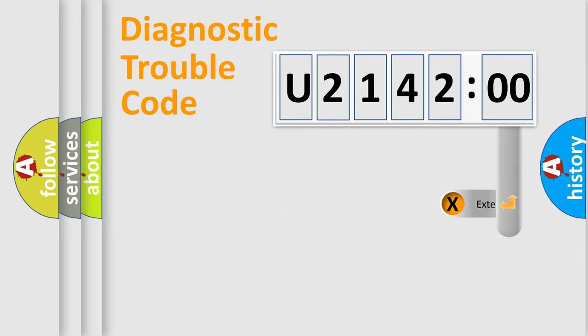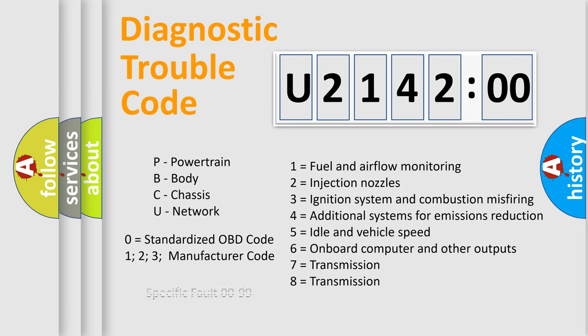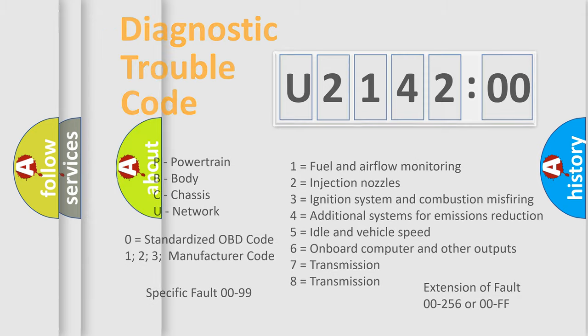The add-on to the error code serves to specify the status in more detail, for example, a short to ground. Let's not forget that such a division is valid only if the second character of the code is expressed by the number zero.